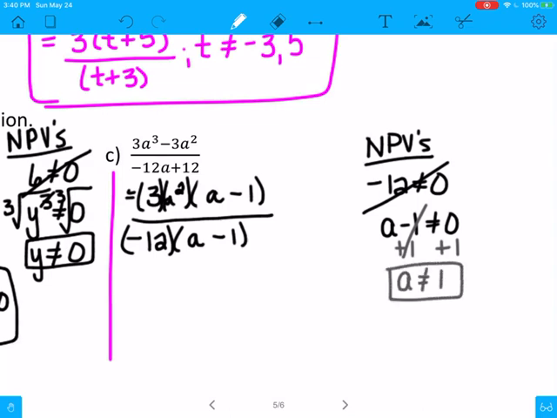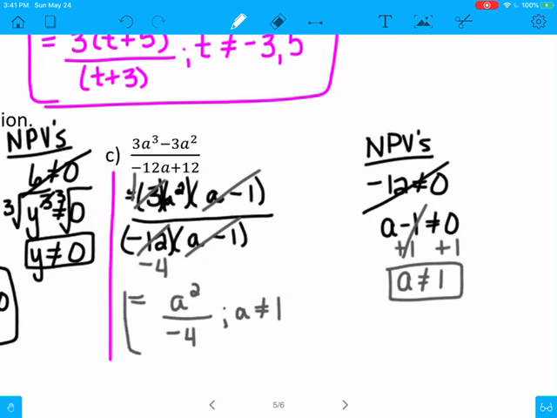And then I cancel. So a minus 1 and a minus 1 completely match, so they can go away. A squared in the top but nothing in the bottom, so the a squared is staying. 3 and negative 12, I can take a 3 out. 3 divided by 3 is 1. And negative 12 divided by 3 is negative 4. So in the numerator, I'm left with a squared over the denominator, which is negative 4. A cannot equal 1. All right.